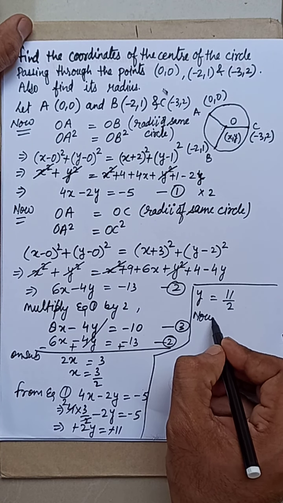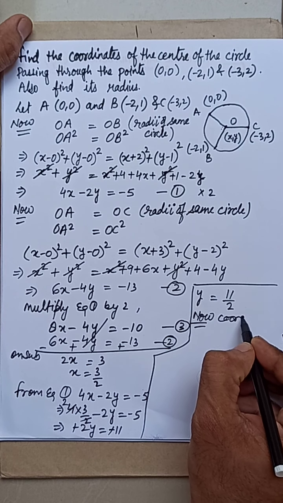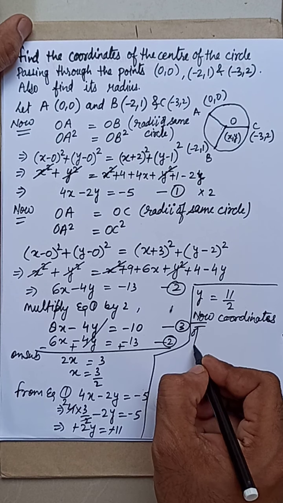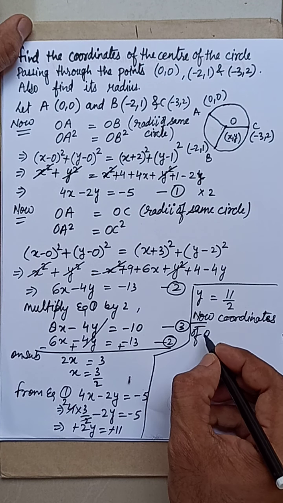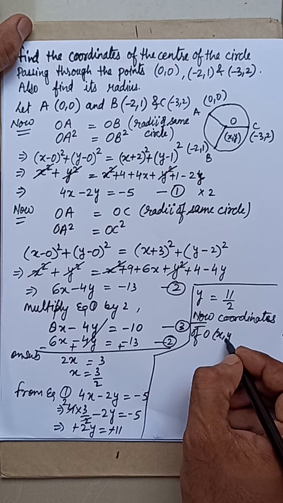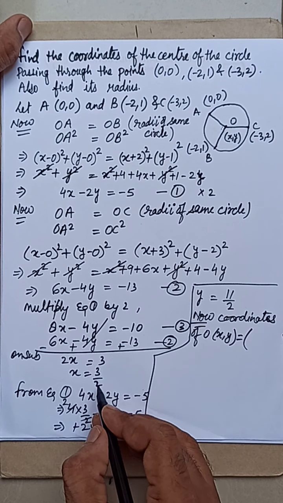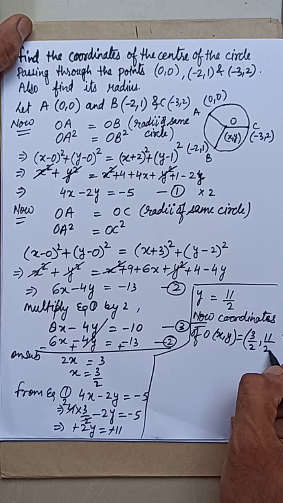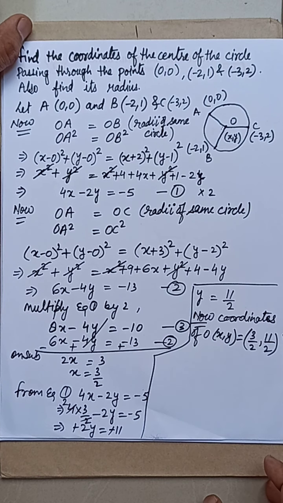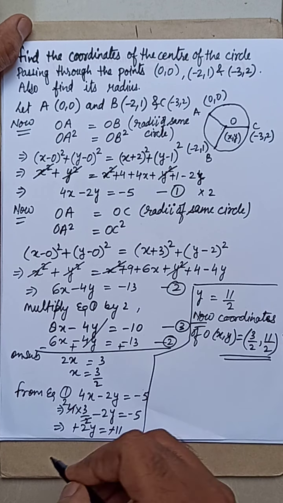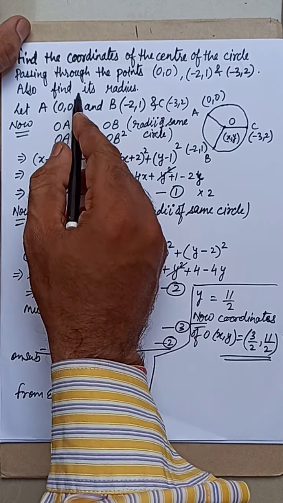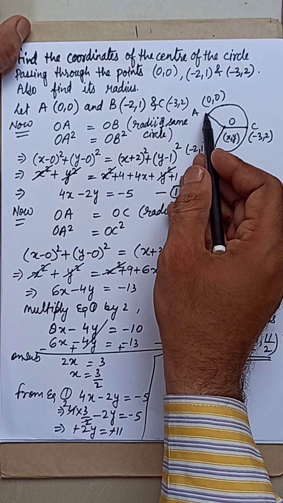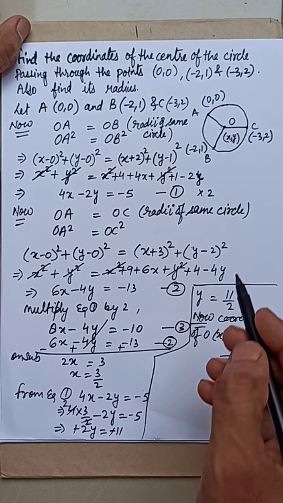So it means the coordinates of center O, x comma y, the value of x is 3 by 2 and the value of y is 11 by 2. Okay, so that is one answer, and you also have to find its radius. The radius doesn't matter which you use, you can find the value of OA or OB or OC.